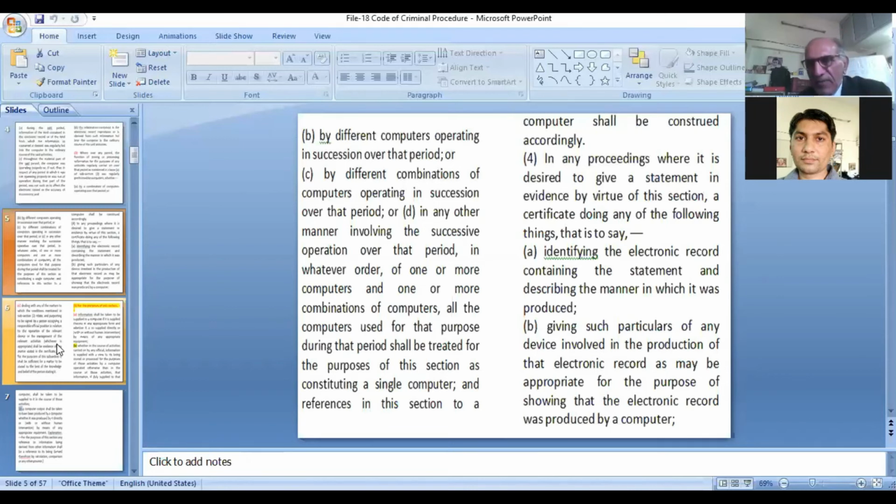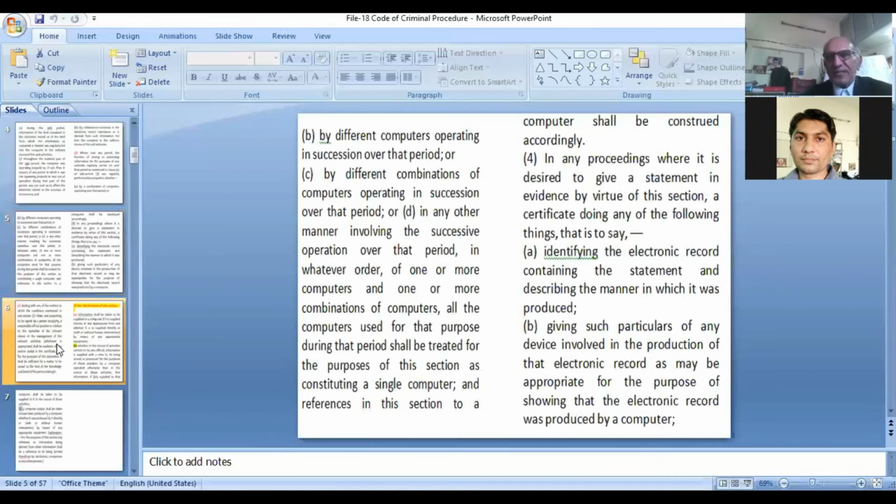B, giving such particulars of any device involved in the production of the electronic record as may be appropriate for the purpose of showing that the electronic record was produced by a computer. The second aspect with respect to which the certificate is to be specific is regarding the particulars of the device involved in the production of the electronic record, appropriate in the circumstances for the purpose of showing that the electronic record was produced by a computer.